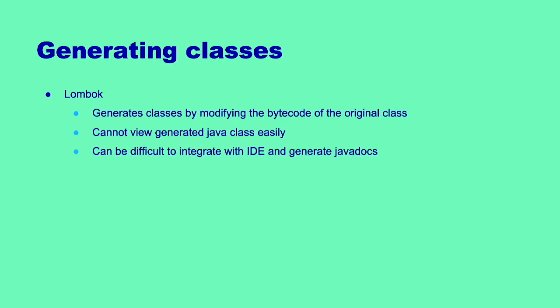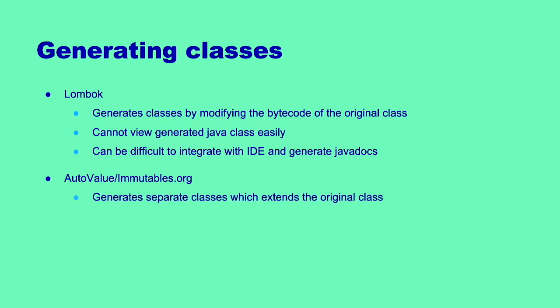Because Lombok modifies the original class, it can also be difficult to integrate within IDEs and to generate Javadocs. In the case of AutoValue and Immutables, however, the generated class is separate from the original class. It simply extends it, and this avoids all the problems we just mentioned. And the generated class is added to a target directory and has a different class name to avoid any confusion. So for this case, we can see a clear winner, and that is AutoValue and Immutables.